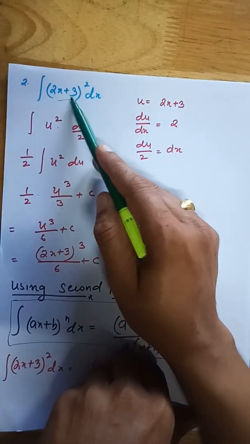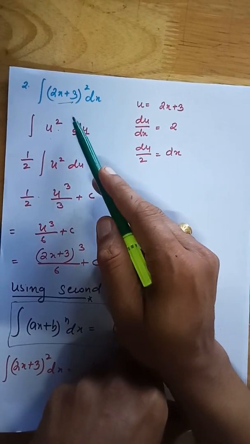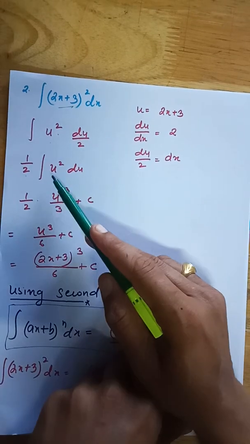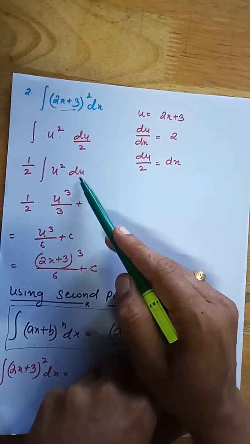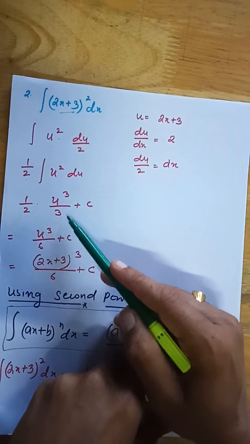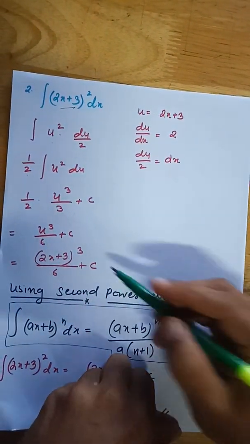See, you are replacing as u. Here we are converting into power form, then only we are solving. So u to the power 2 du divided by 2. So 1 by 2 is constant, u square du. So the integration of u square is u to the power 3 divided by 3 plus c. Then you replace u, and 2 into 3 is 6, you are getting.